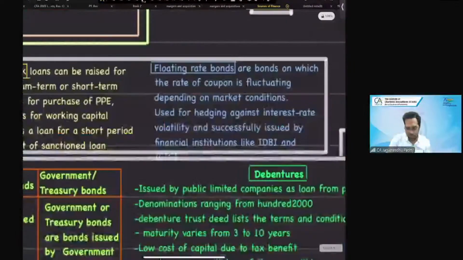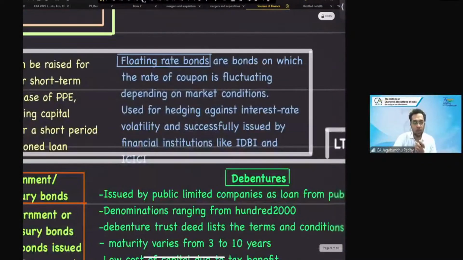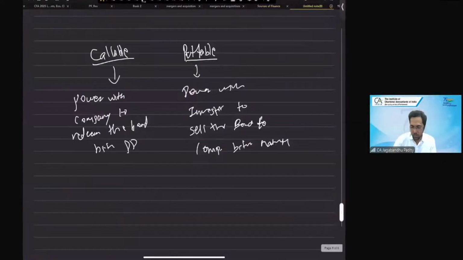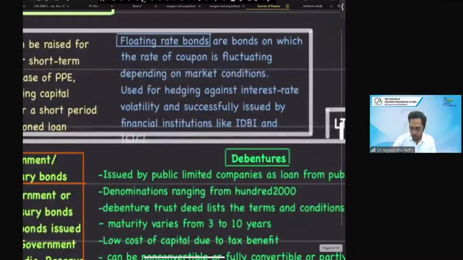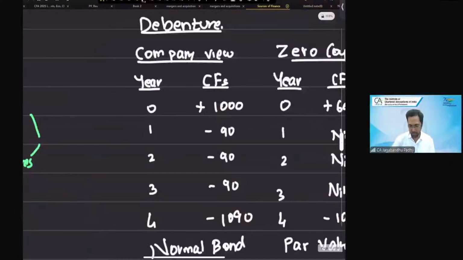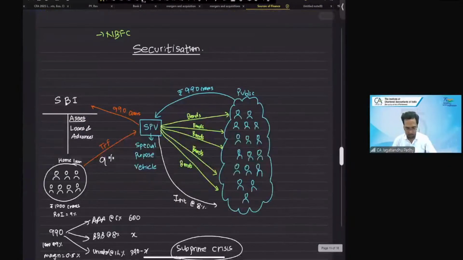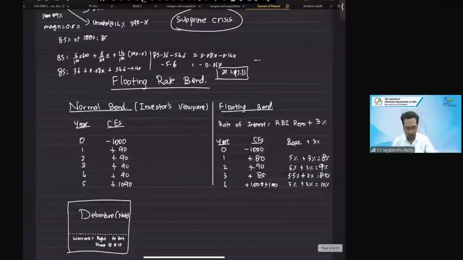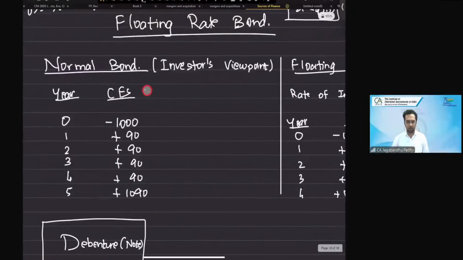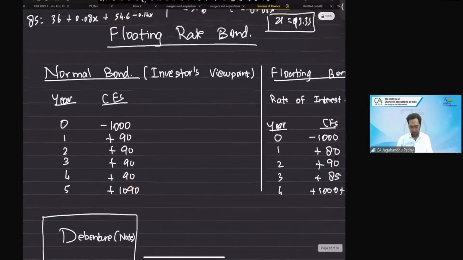Then there's this concept called floating rate bonds. So what are these floating rate bonds? Usually, from the company's point of view, how would a normal bond function? In year 0, 1,000 will be the cash flow that a normal investor puts in. And then from year 1 to 5, every year you receive 90 rupees along with the redemption value of 1,000 on maturity.